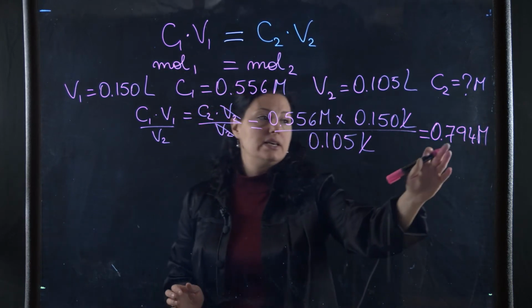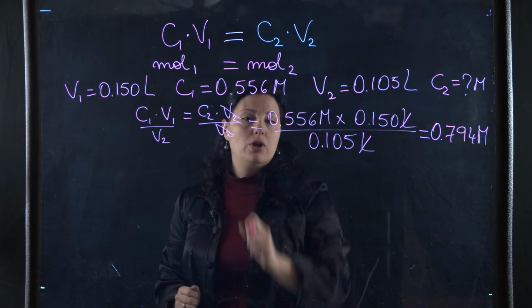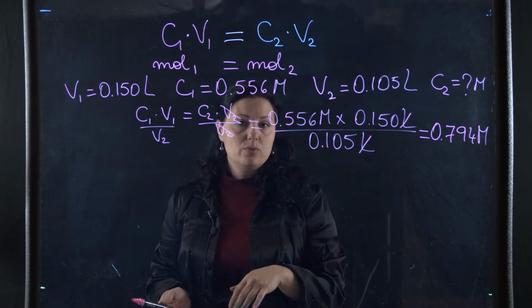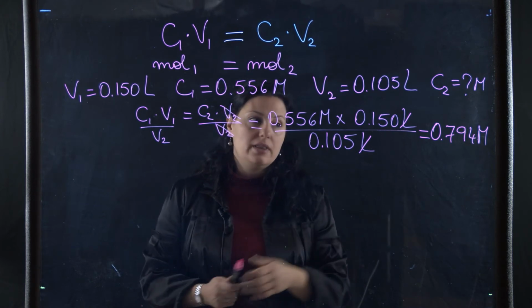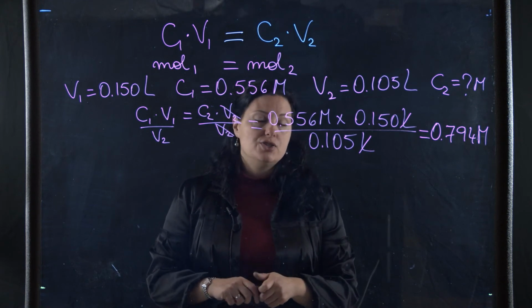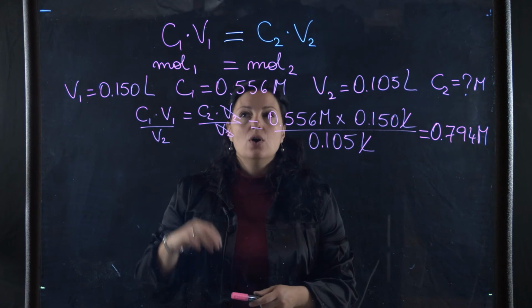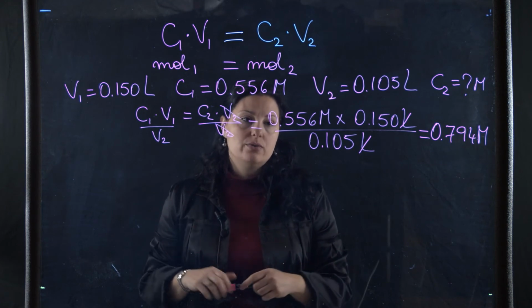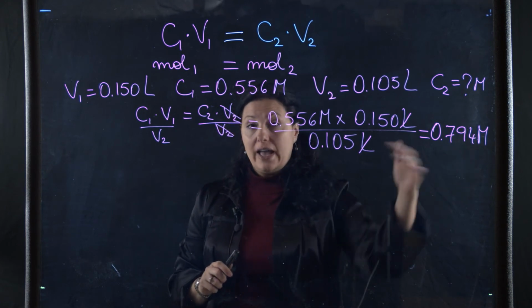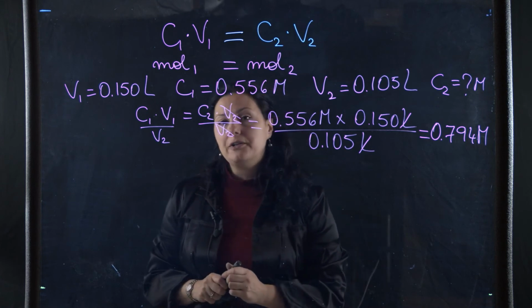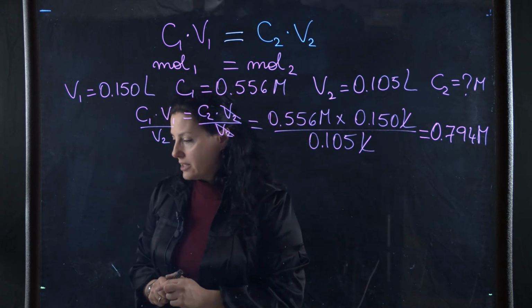And as you can see, it's a little higher than my original molarity, which makes sense because the volume went down, which means the concentration will go up. These two are inversely related to each other. When one goes up, the other has to go down. And therefore, I have done this calculation correctly. Let's take a look at the next problem.